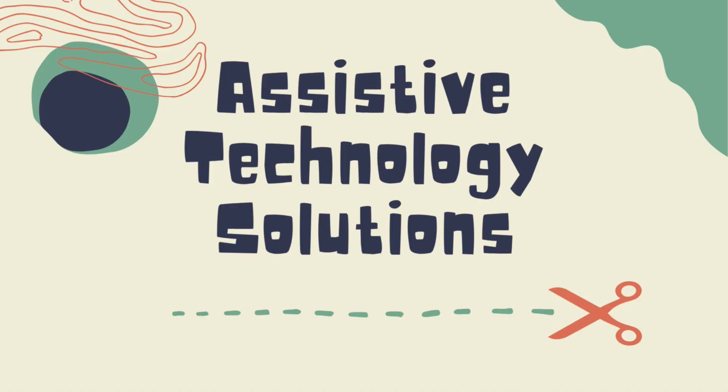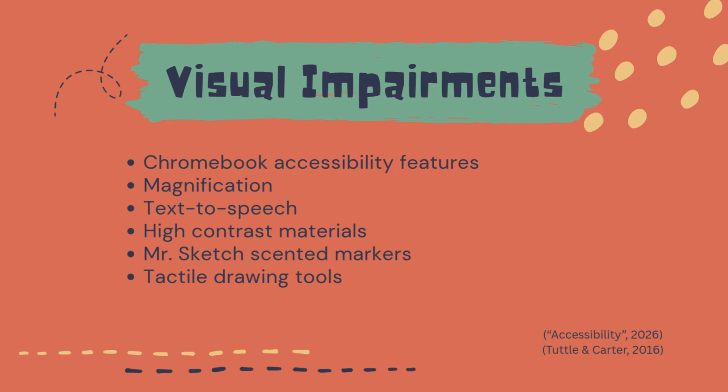Because of these barriers, I thought of a few assistive technology solutions that can help every student in the class, regardless of ability, succeed. Students with visual impairments will be able to use Chromebook accessibility features, such as magnification and text to speech. Students will also be given magnifying glasses that they can use with any tangible materials that they're given.